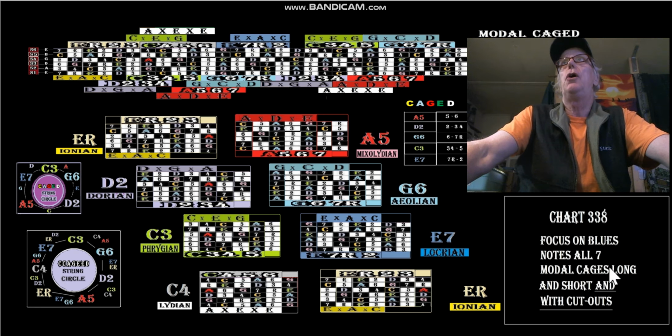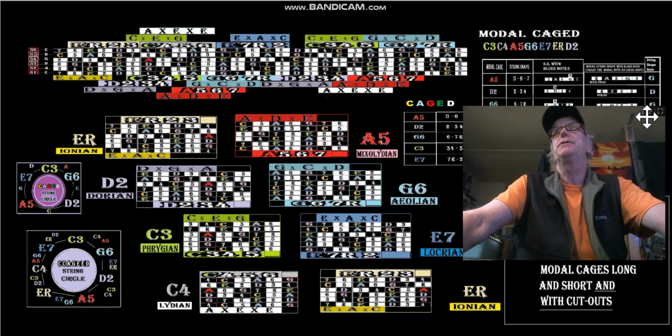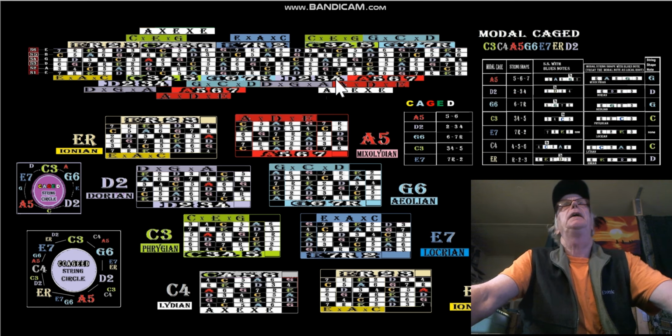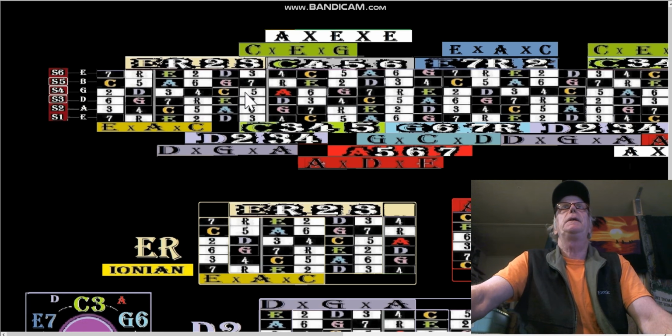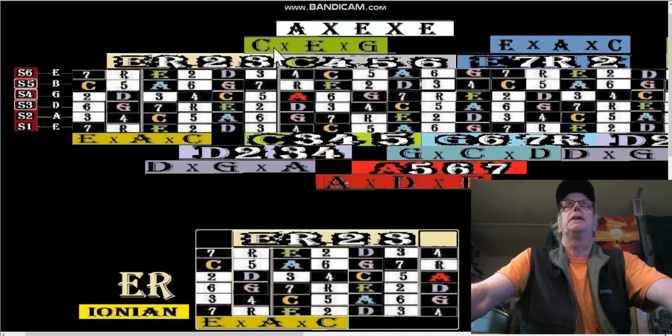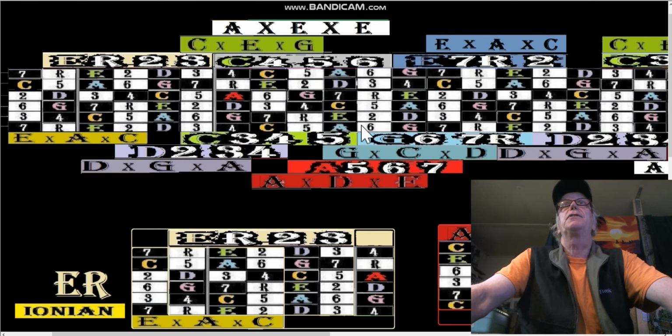Modal cages long, modal cages, the cages short. The short is the cages, and with the cutouts that we were discussing. Okay, and the way it goes is, here on this fretboard, anywhere you see a C, E, G, that's a C-shaped cage. That's a short cage. So we got 3, 4, 5 as the bottom string there. Okay, the A cage right here is 5, 6 on the bottom string.